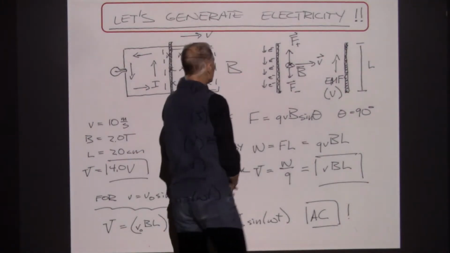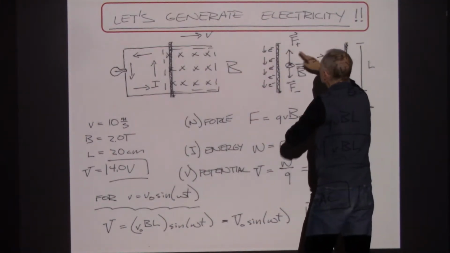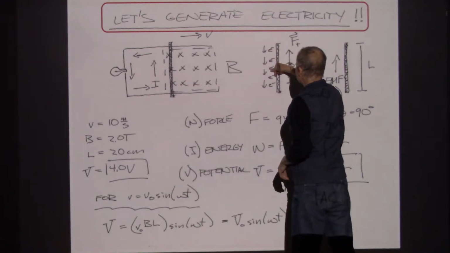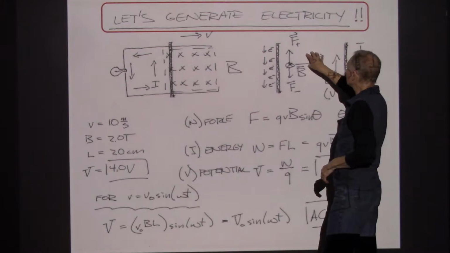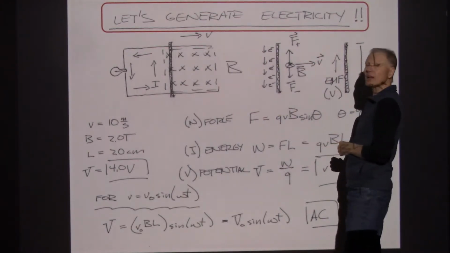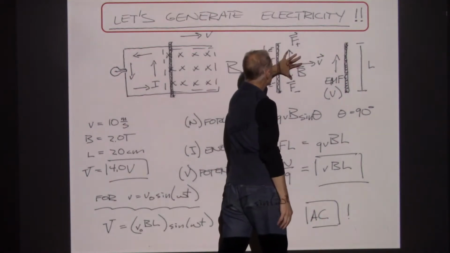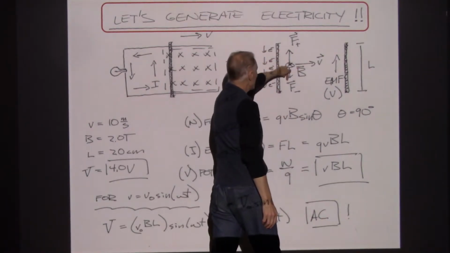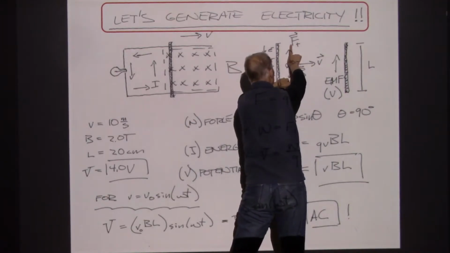So what's going to happen is, if I move this bar through the magnetic field, the electrons inside are going to feel a force. Now the electrons are negative, and our vector diagram for forces on charges in magnetic fields tells us that as this bar moves through the magnetic field, the electrons get pushed to one side and the protons get pushed in the other direction.